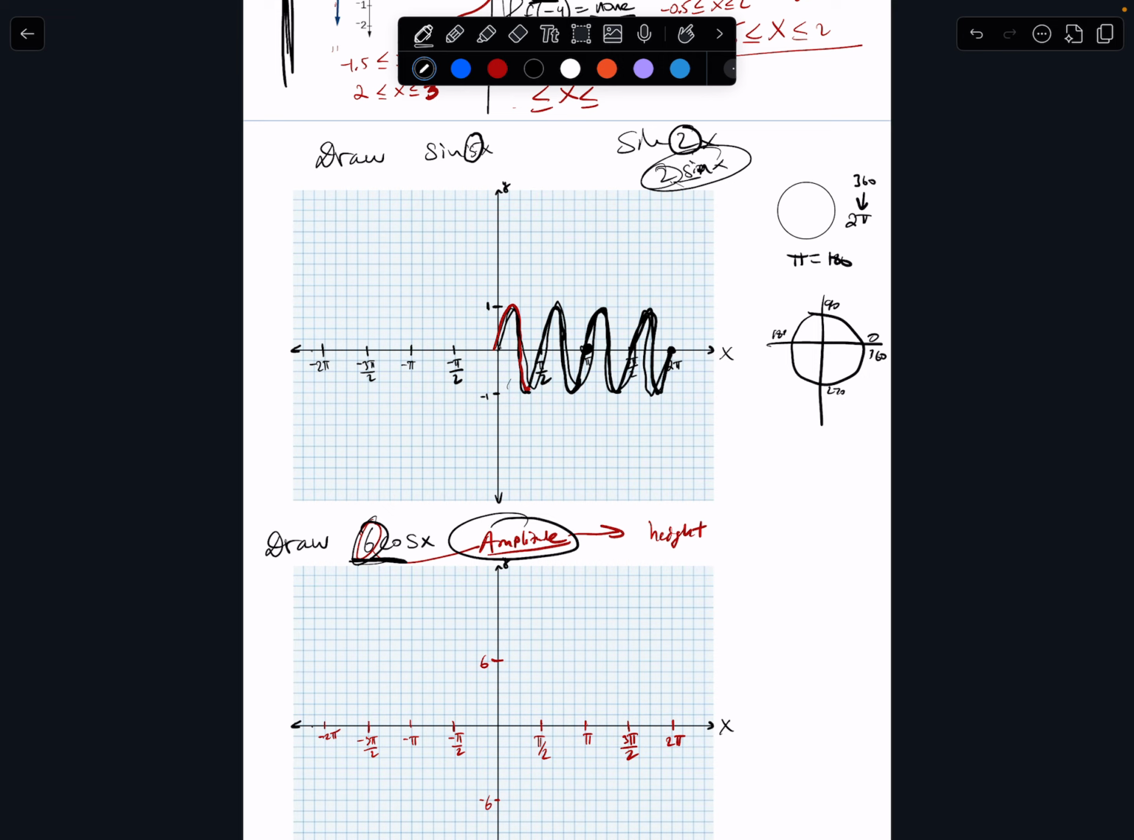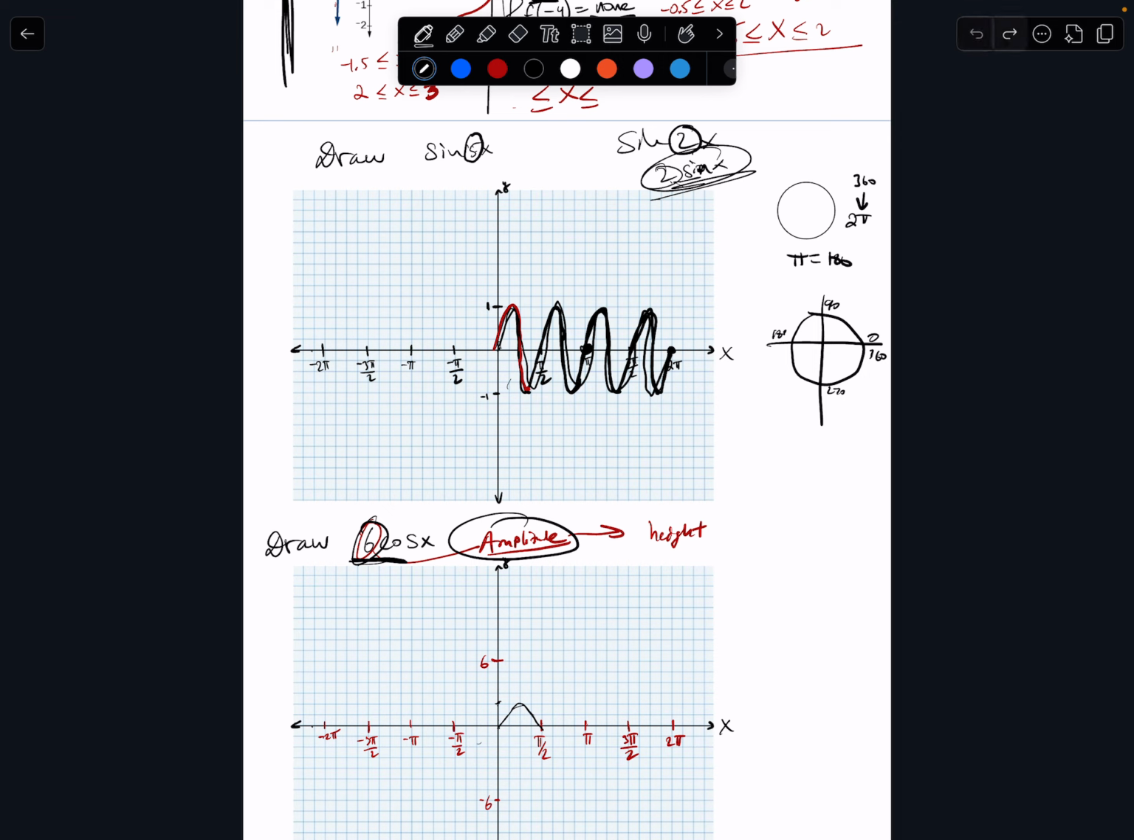So if I had, let's say, 2 sine x, I know I would start at 2. Well, not really start at 2, because remember, sine crosses 0, right? But it's going to look something like this. You understand? So between 2 and -2, it'll look something like this. Okay, something like this. All right.